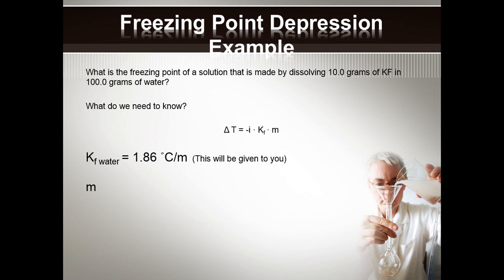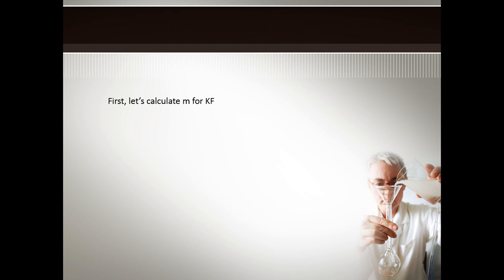What about M? Do we have that? Looking at the equation, we don't. We're going to need to calculate that. And what about I? We're going to need to figure that out too. So let's first calculate the molality for potassium fluoride.